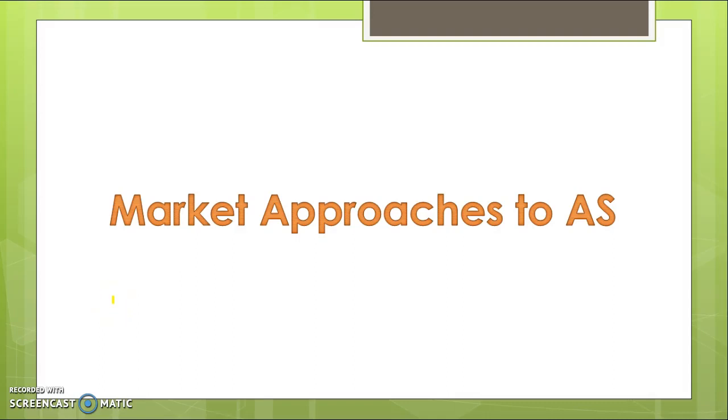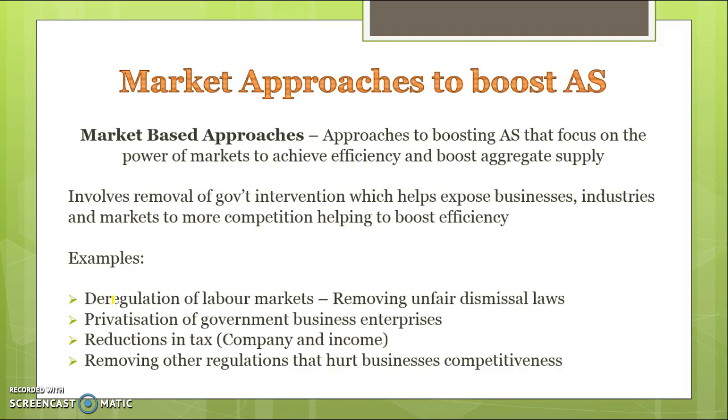Okay, in this video we're going to be looking at market approaches to aggregate supply. So as opposed to the government intervening, how can the free market help to promote aggregate supply? And how can freeing up the market, in terms of removing government intervention, sometimes be beneficial to our long-term productive capacity?